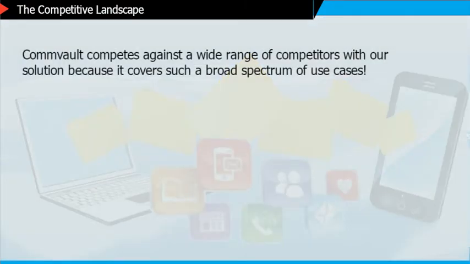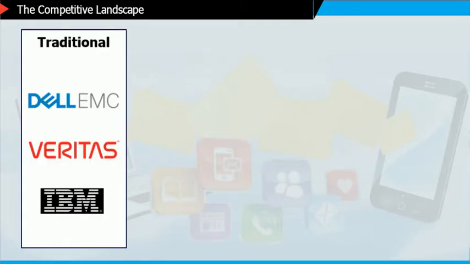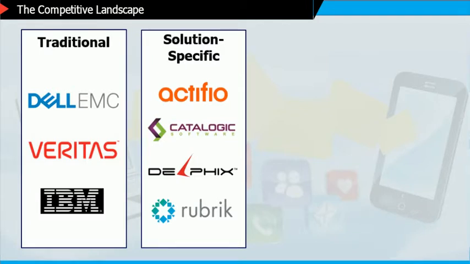Commvault competes against a wide range of competitors with our solution because it covers such a broad spectrum of use cases. For example, in addition to traditional backup and recovery competitors like Dell, EMC, Veritas, and IBM, our capabilities also position us against solution-specific competitors like Actifio, Catalogic, Rubrik, and Delphix. Commvault's primary competitive advantage against all of these competitors can be described in one word: flexibility.